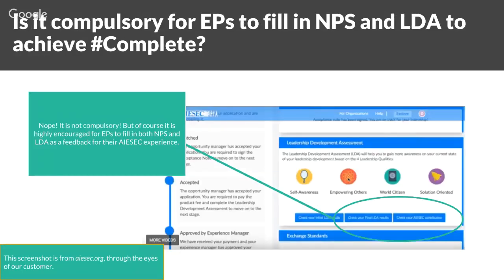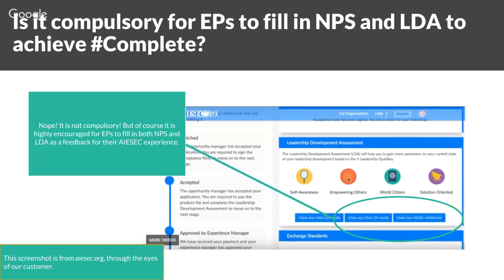Is it compulsory for EPs to fill in NPS and LDA to achieve complete? No, it's not compulsory, but of course, it's highly encouraged for EPs to fill in both NPS and LDA as feedback for their exchange experience. LDA is the key tool that we are using now to allow EPs to see the values as well as to understand if they really grew through their exchange journey. And NPS, the Net Promoter Score, is a very important measurement to make sure the whole program is up to what the EP expects. If we don't have this kind of data, it's very hard for us to assess our services and evaluate how we can improve from time to time.